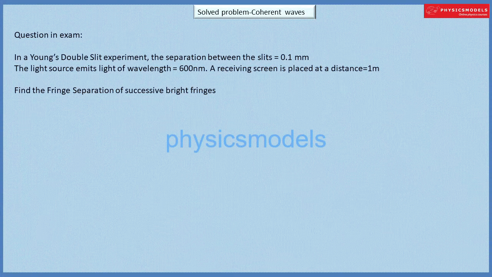I would like to explain a simple solved problem of the Young's double slit experiment. The question gives the dimensions of the separation between the slits, the separation of the screen from the slit, and the wavelength of light that's emitted from the light source, and we are supposed to find out the fringe separation of successive bright fringes.